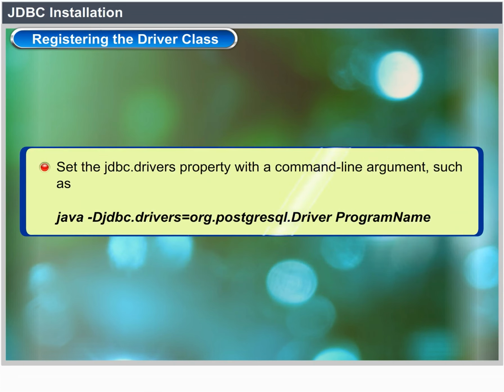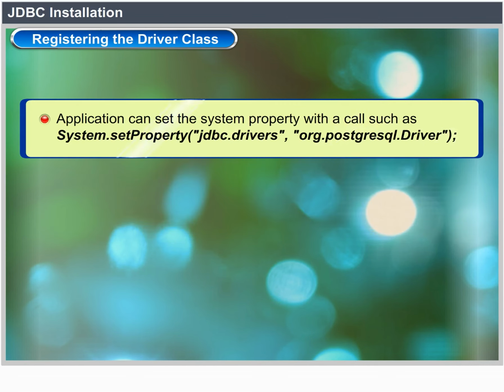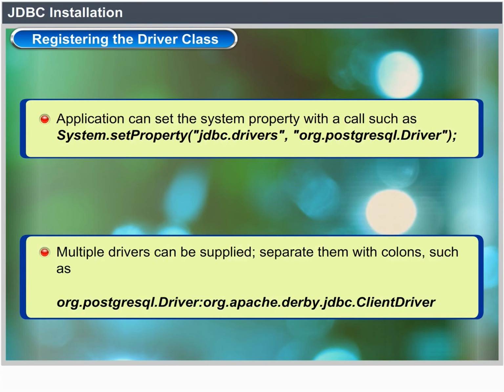Set the jdbc.drivers property with a command line argument such as java -Djdbc.drivers=org.postgresql.Driver ProgramName. An application can set the system property with a call such as System.setProperty("jdbc.drivers", "org.postgresql.Driver"). Multiple drivers can be supplied. Separate them with colons, such as org.postgresql.Driver:org.apache.derby.jdbc.ClientDriver.